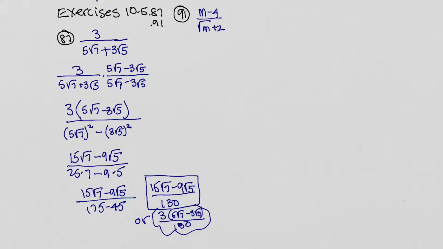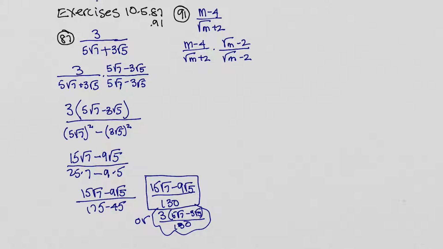Now let's see if we can rationalize this denominator here in number 91. So we know we've got two terms. So we know we're going to multiply the top and the bottom by the conjugate of this denominator here. So let's do that. We're going to have m minus 4 over square root of m plus 2 times square root of m minus 2.